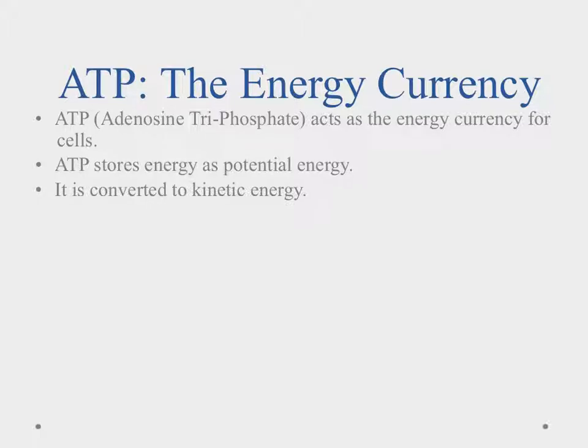So ATP is going to store energy as potential energy. It's chemical potential energy stored in its last bond of its phosphate. And we'll show you that a little bit later on today in the video. And then this energy is going to be converted to heat, or it'll be converted to the energy required for another reaction to occur, or it can be converted to kinetic energy.